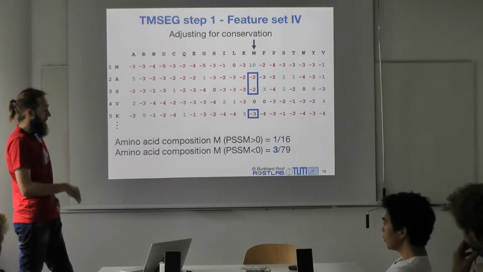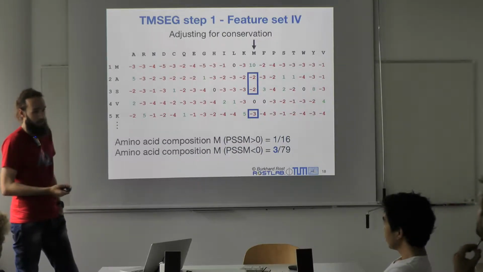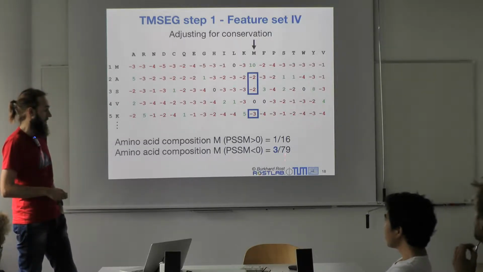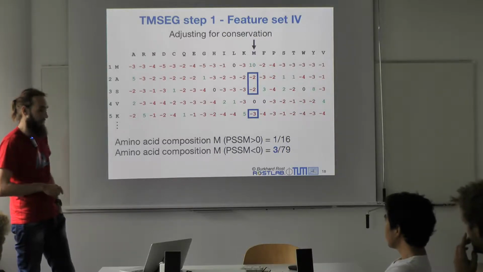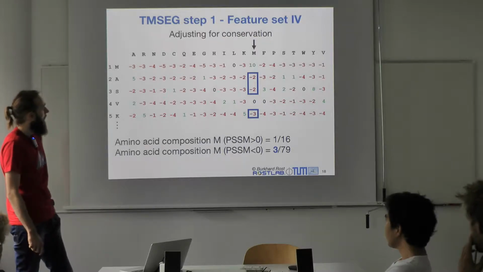And the same thing we do for the non-conserved positions. In that case it would be 3 out of the whole 79. Again, the 0 we just ignore, both in calculating the total as well as when calculating only the feature that we're going to look at now.